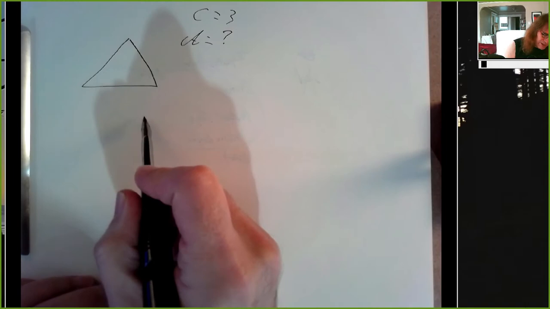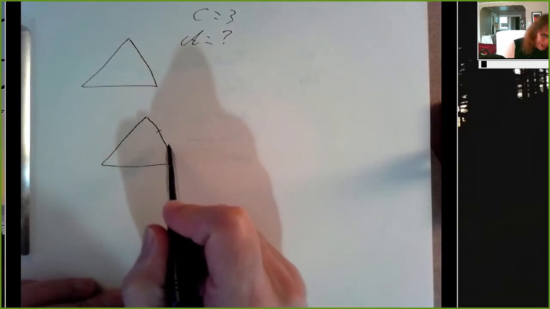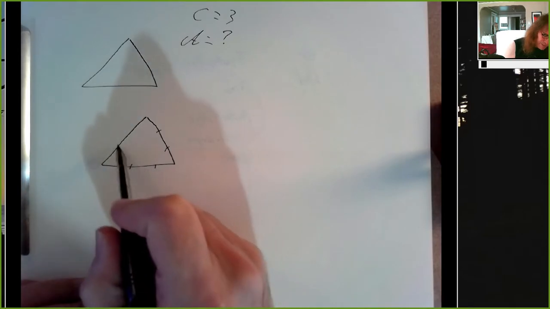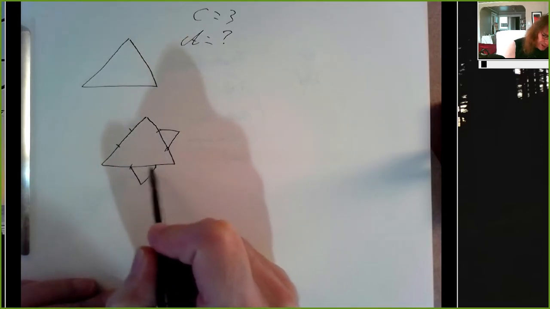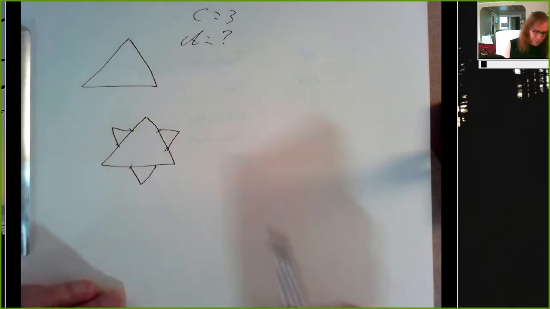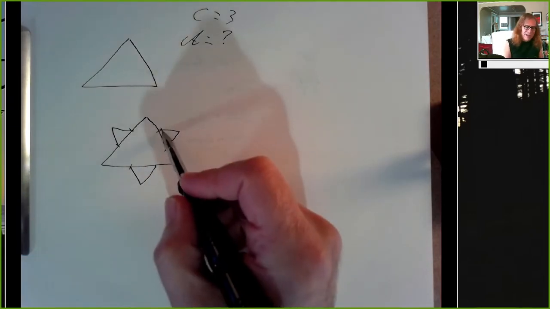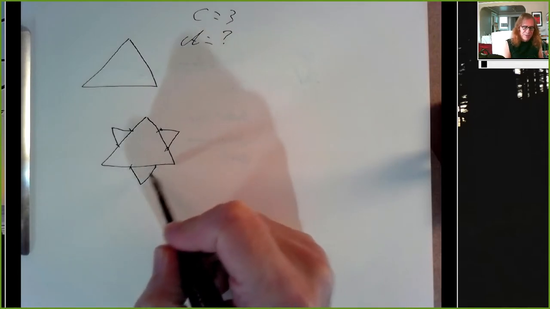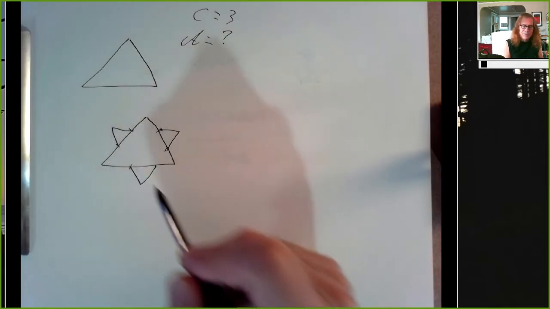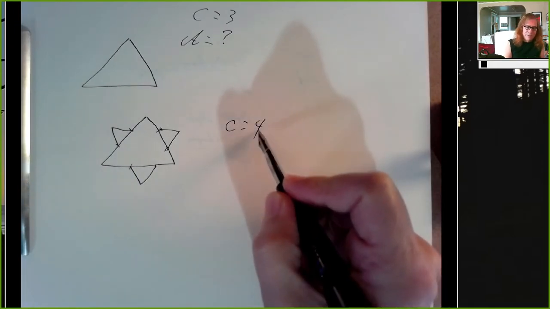So take the same triangle, 1, 1, 1, but split each side into 3 even pieces and put a little equilateral triangle on the middle piece. All right. Well, if you calculate the circumference of that, right, you have 1/3 times 4, so that's 4/3. You have 1/3 times 4, 4/3. Circumference turns out to be 4.